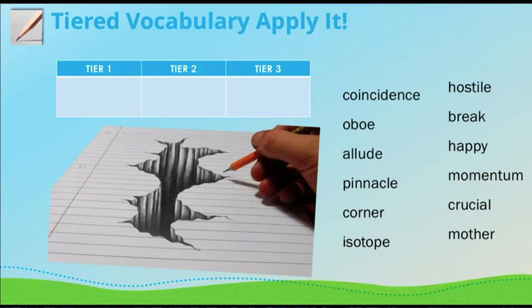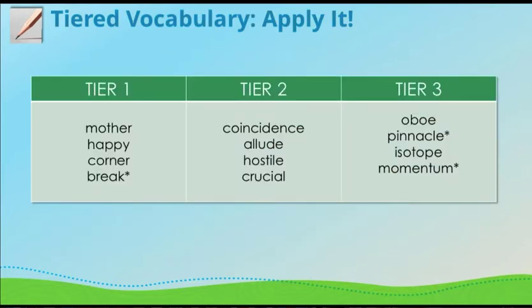Okay, so we need the just right words for the lesson, right? So this next slide just shows one way that you might sort those words. Those tier 1 words might be mother, happy, corner. Now break could either be a tier 1 or a tier 2 word, depending on the situation. It does have more than one meaning. You can break something, you can break a toy, or you take a break. So that word could be considered a tier 2 word in some instances.